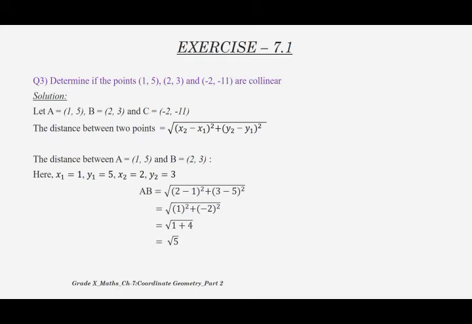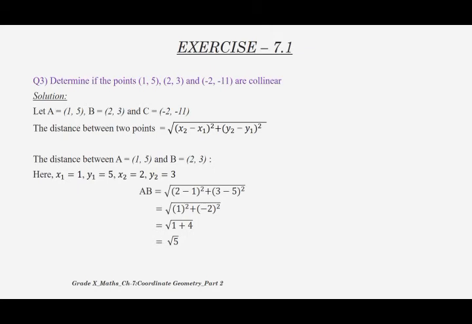Now we'll see the third question. Determine if the points (1, 5), (2, 3) and (minus 2, minus 11) are collinear. Collinear means all the points lie on a single line. How do we know if the points lie on a single line? We have to find the distance between the points. The sum of any two distances must be equal to the third distance. Then we can say that the points are collinear. We will use this property to solve it.